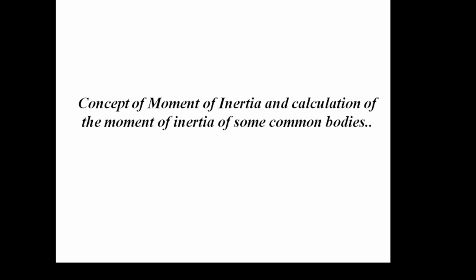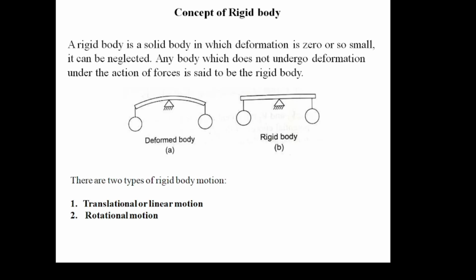Hello students, today we will discuss the concept of moment of inertia and calculation of the moment of inertia of some common or known bodies. Before going to the moment of inertia, first we will explain what we mean by a rigid body. A rigid body is one in which the deformation is zero or so small that we can neglect it. Any body which does not undergo any deformation under the action of forces is said to be a rigid body.